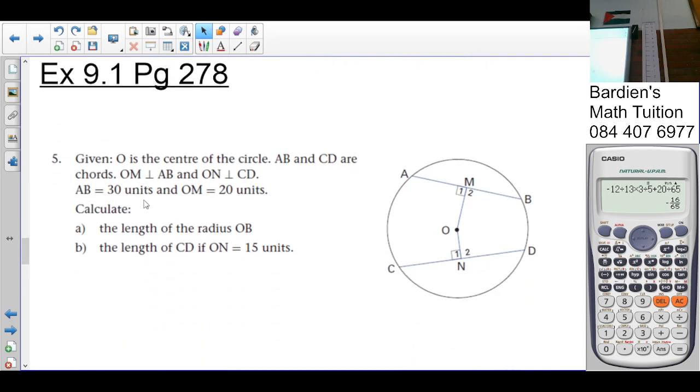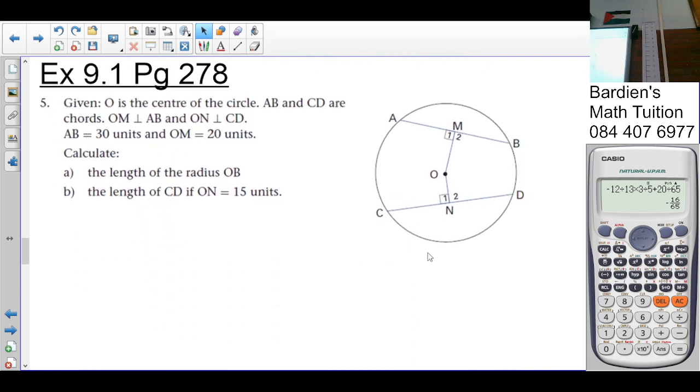9.1, page 278, number 5. The question says, given O is the center of the circle, AB and CD are chords. OM is perpendicular to AB. So that means to say those lengths are equal. Okay? You see, it's not given equal here. So if we use the fact that it's equal, we must state it. If I'm not going to use it, I'm not going to write it as I did in the previous question.